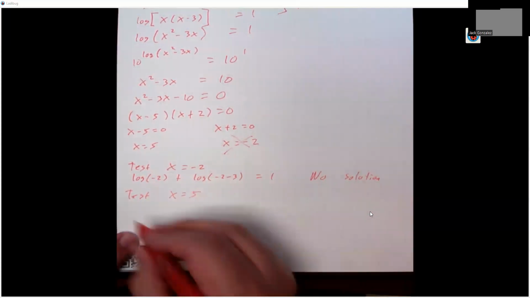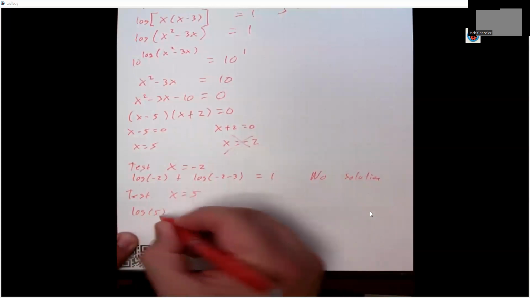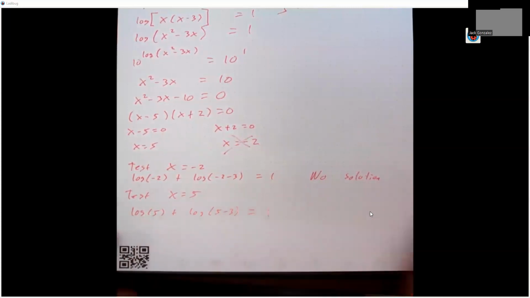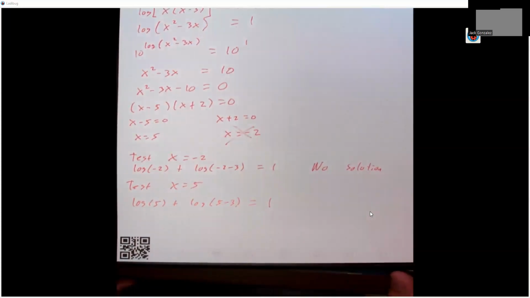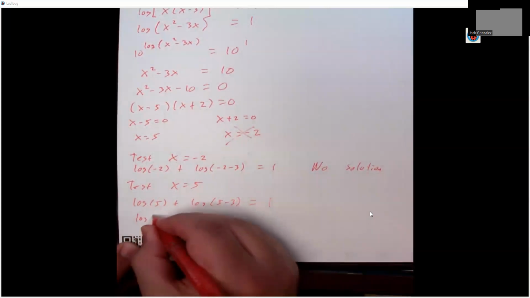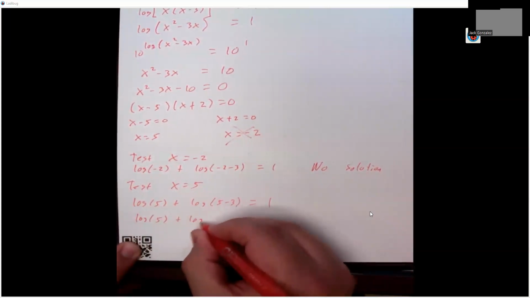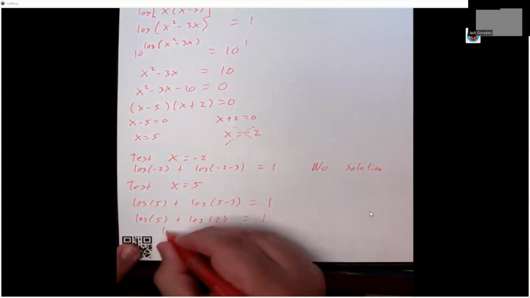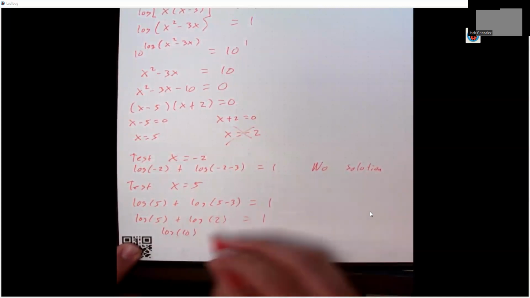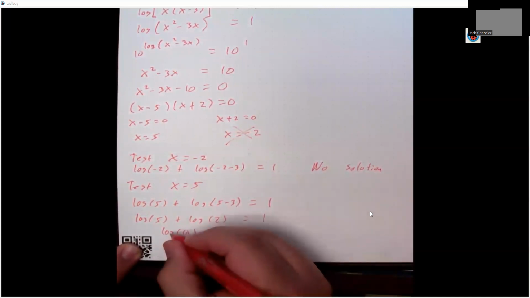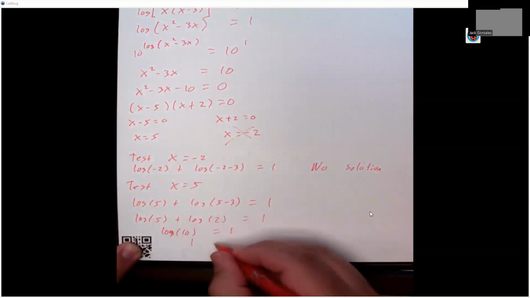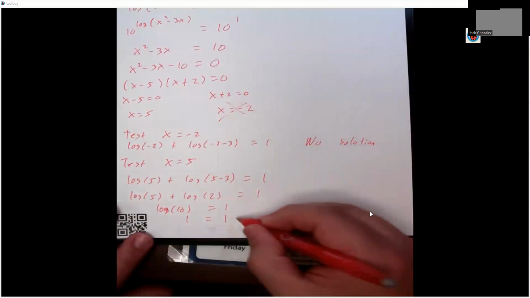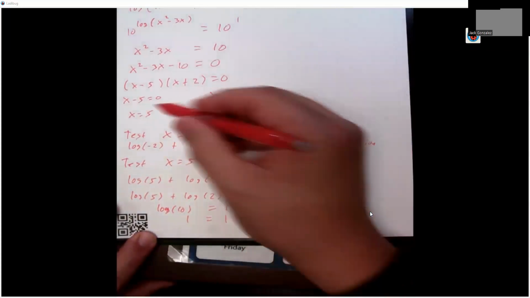Test x equal to 5. So log 5 plus log 5 minus 3. Is that equal to 1? That'll be log 5 plus log 2 equal to 1. Log 2 times 5 is 10. These bases match, so 1 is equal to 1. So the only solution is this one.